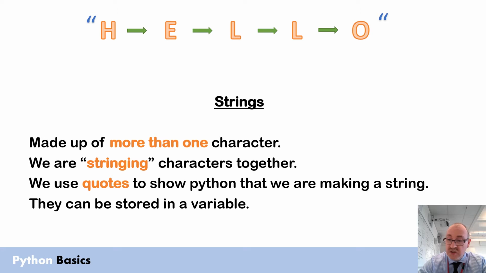So we can store strings in variables, even though a variable is effectively a word, and a string could be effectively a word as well. And again, that's where the confusion comes in. So let's see some code examples to see what I'm getting at with this.